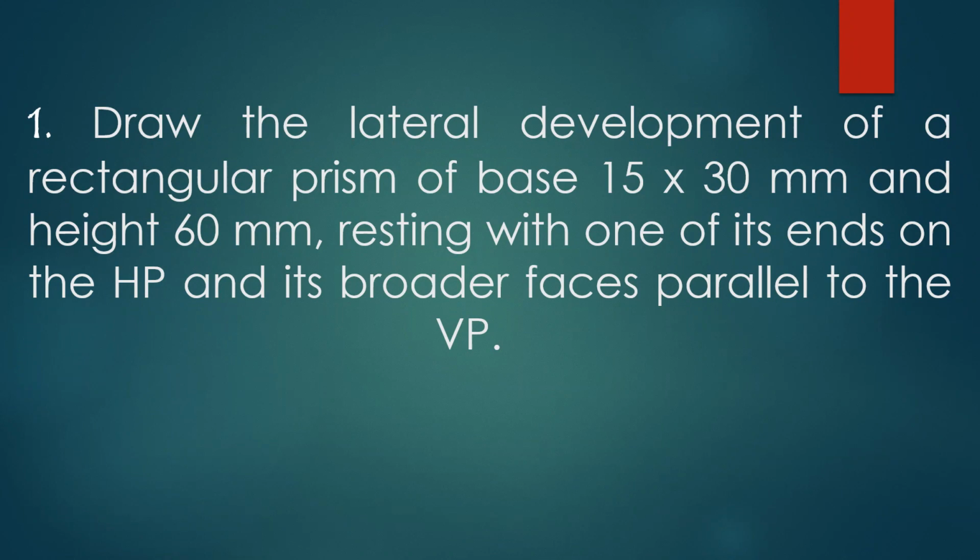So the broader face, that means 15 by 30: 15 is nothing but the shorter face and 30 is nothing but the broader face. So this broader face is parallel to the VP. Okay, so we can draw the diagram now. How to draw this one?